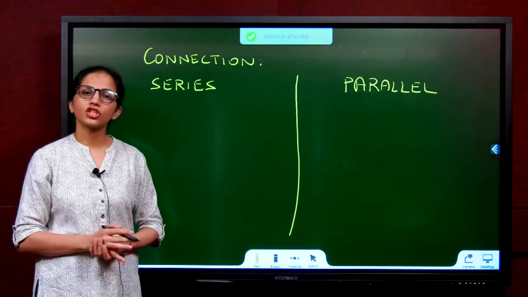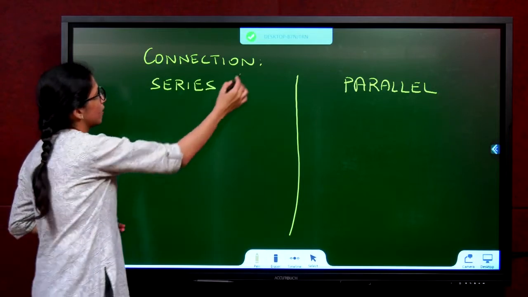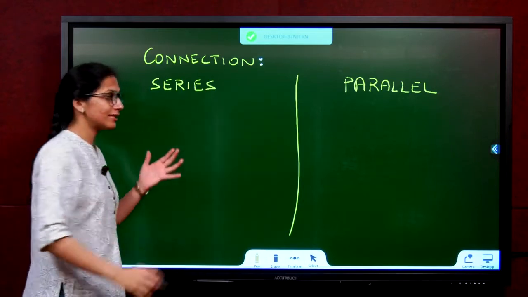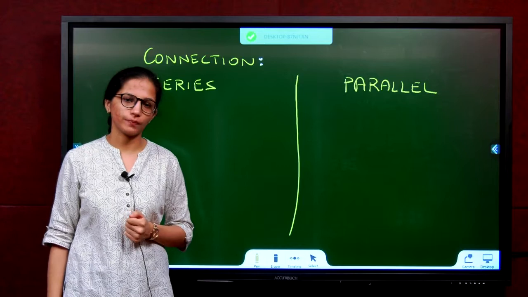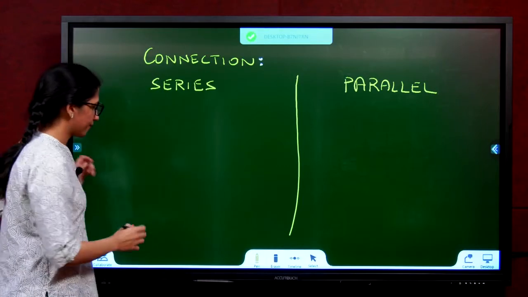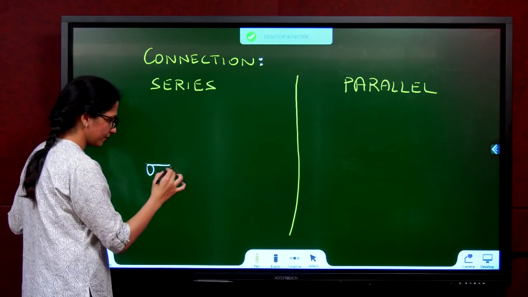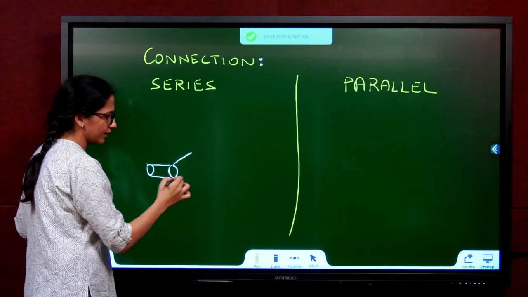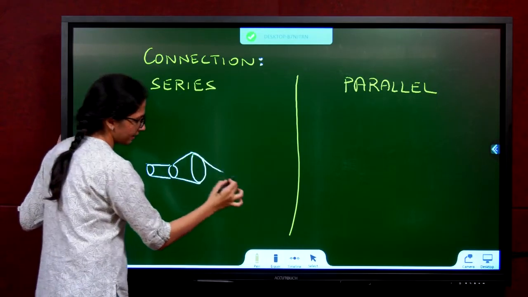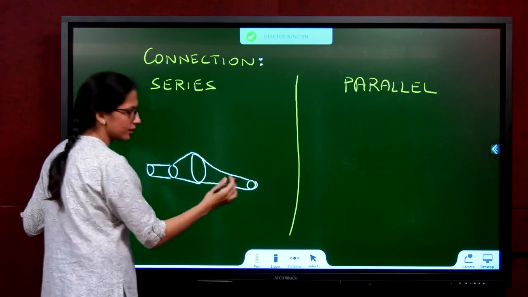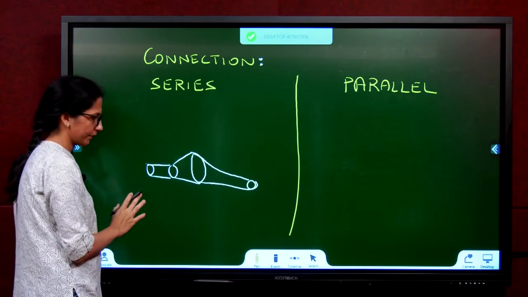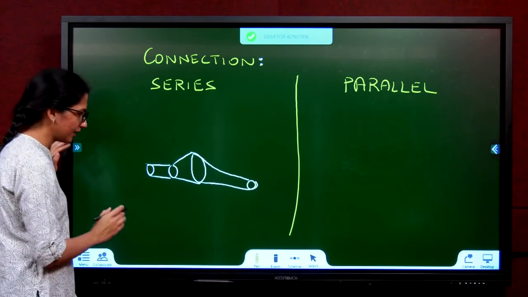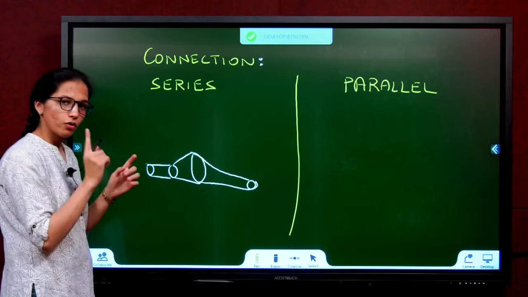Now what kind of connections will we be studying? We will be studying two types of connections, series connection and parallel connection. For example, if you have a pipe here and you connect it to one more pipe and then bring it down to another pipe, you can see the sizes of the pipes are changing. This is a series connection, meaning end to end, one point is common.